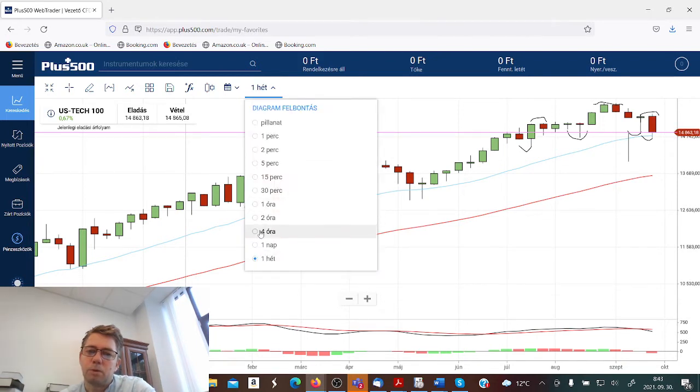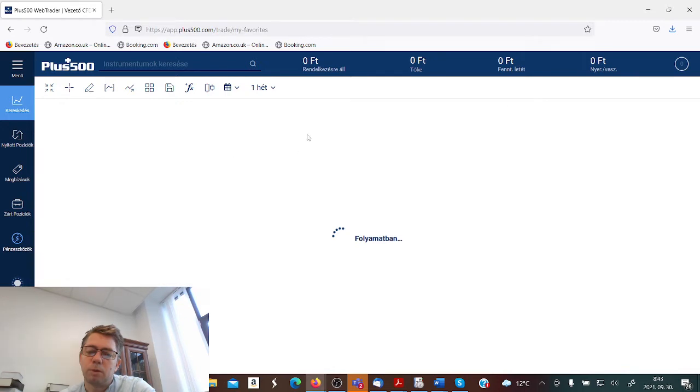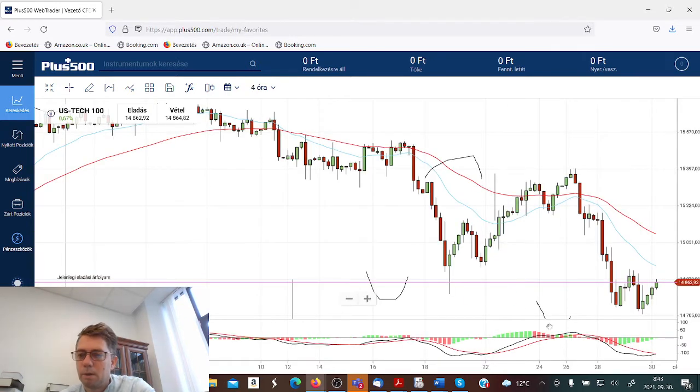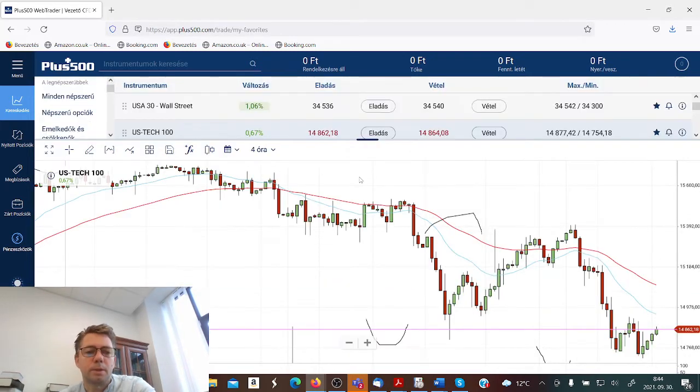Okay, 4-hour chart. What do we see on the 4-hour chart? This is Nasdaq. The 4-hour chart doesn't look nice. It's not bullish at all. So that's Nasdaq.